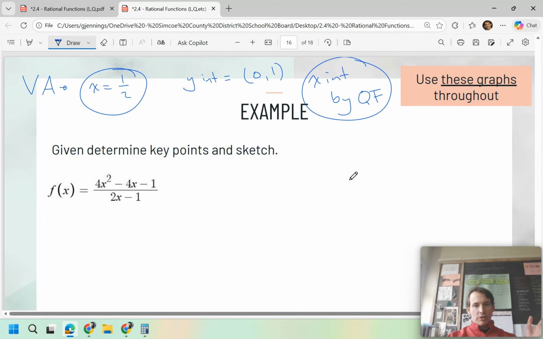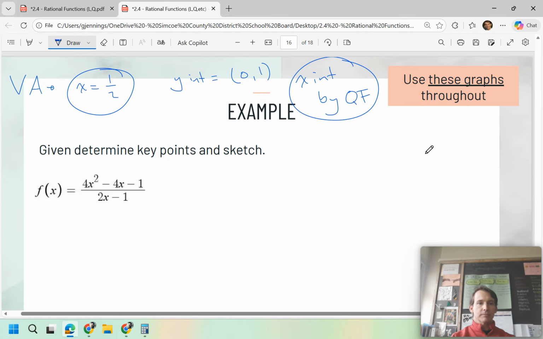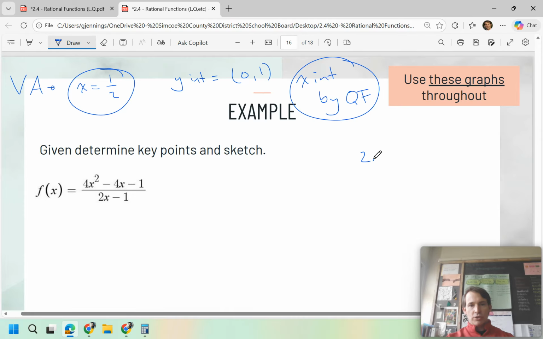But we want to find our slant asymptote. We already have the vertical asymptote. We've got our key points except for the x-intercepts, but they're forthcoming. Slant asymptotes. How do we find that again? Yeah, we're just going to do the division. 2x minus 1 divides into 4x squared minus 4x minus 1.